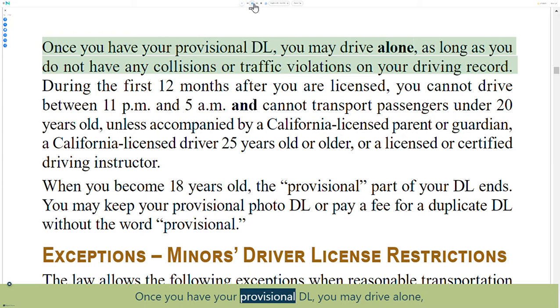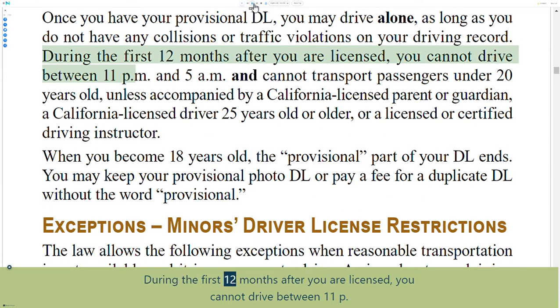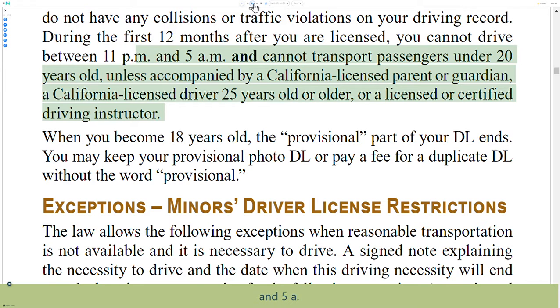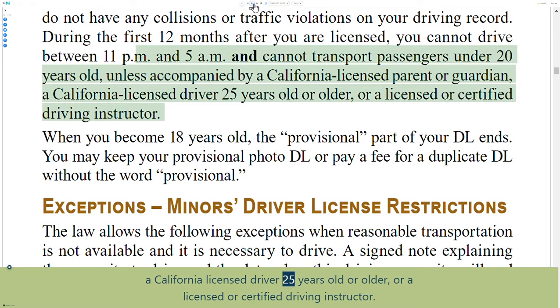Once you have your provisional DL, you may drive alone, as long as you do not have any collisions or traffic violations on your driving record. During the first 12 months after you are licensed, you cannot drive between 11 p.m. and 5 a.m. and cannot transport passengers under 20 years old, unless accompanied by a California licensed parent or guardian, a California licensed driver 25 years old or older, or a licensed or certified driving instructor.